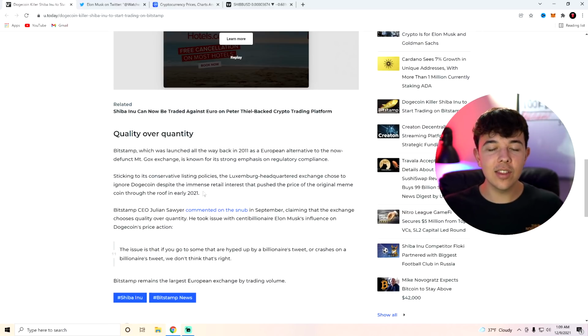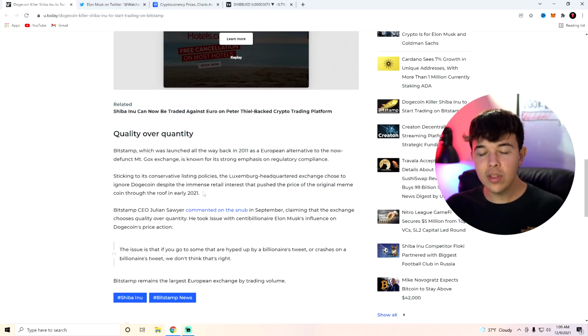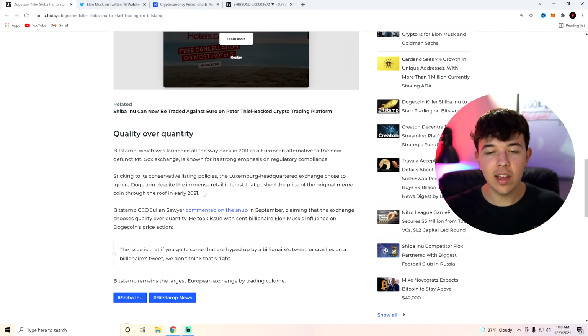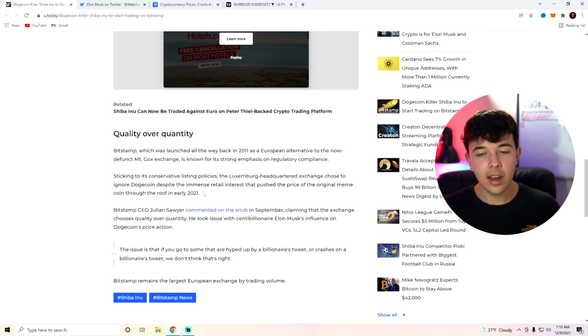So whether or not you think Dogecoin is actually a good coin, and actually from what they do by themselves, what Dogecoin does, which is fast transaction times and low transaction fees, they do actually do a good job at that.